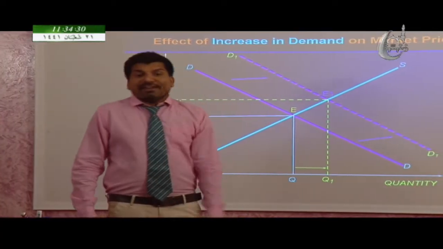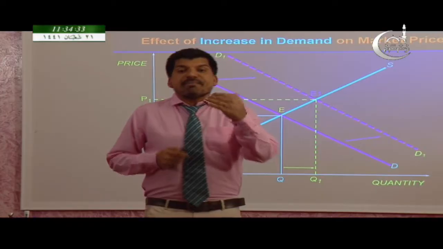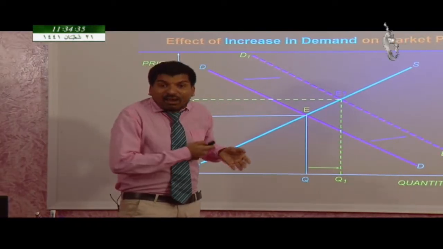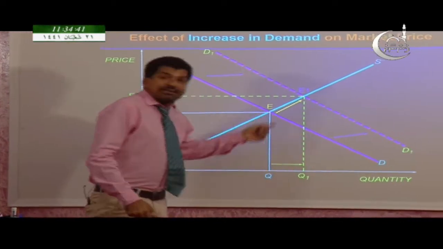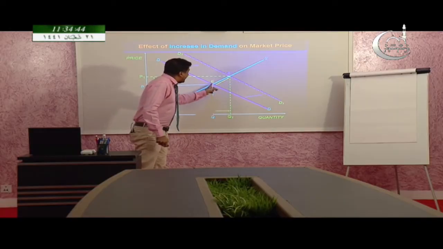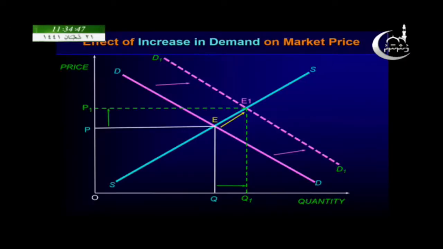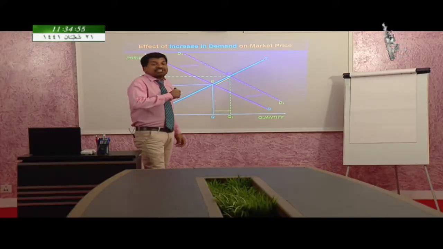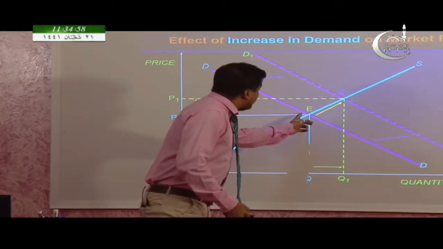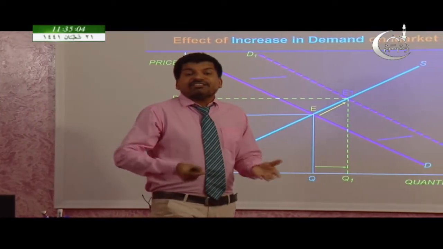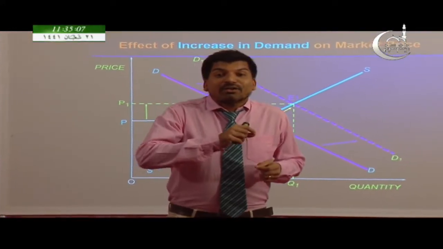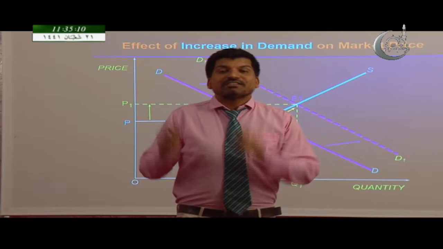And the important point is, if there is an increase in demand, there will be a movement along the supply curve. Look at this, on the supply curve there is a movement of the point from E to E1, because due to the increase in demand, the price of the product increased to P1. We already learned that when the price increases, there will be an extension of supply. That means the point moves from E to E1. So this is very important. Whenever there is an increase in demand, there will be a movement along the supply curve, or extension of supply.